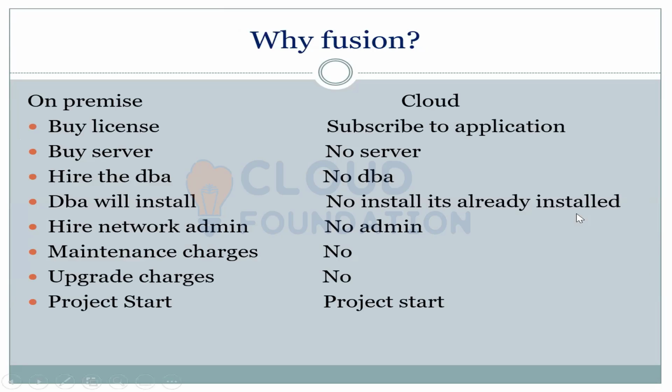Now, why Fusion? What is on-premise, and when do we go to cloud? On-premise, we buy a license, we buy a server, we hire the DBA. The DBA will install, we hire a network admin, and there are maintenance charges, upgrade charges, and the project starts. In cloud, we don't have to buy the application, we have no server, no DBA, no install, it's already installed, no admin, no maintenance charges, no upgrade charges, and the project will automatically start. So this is the way cloud goes on.